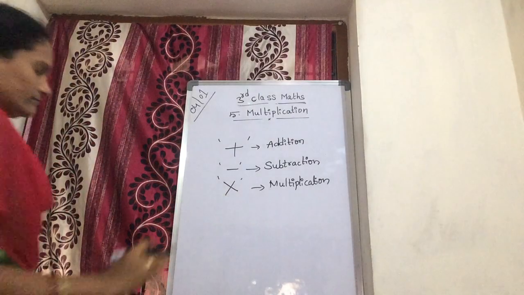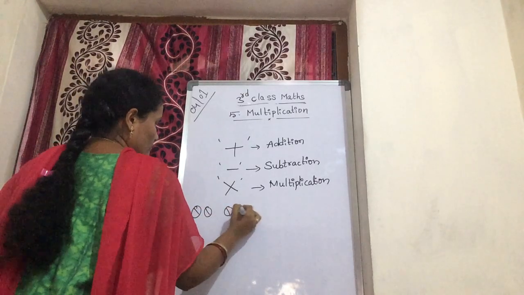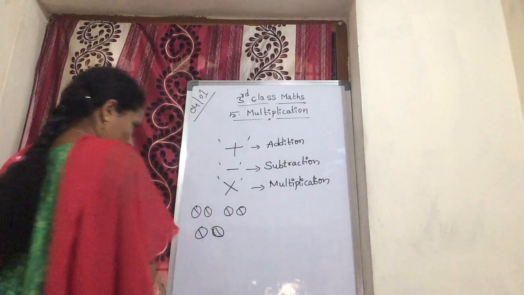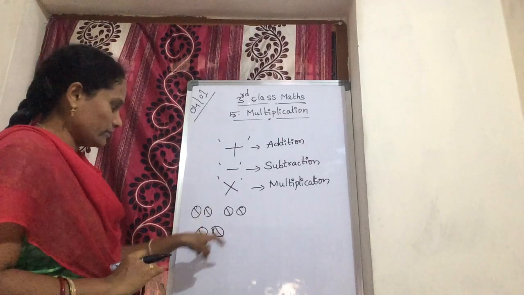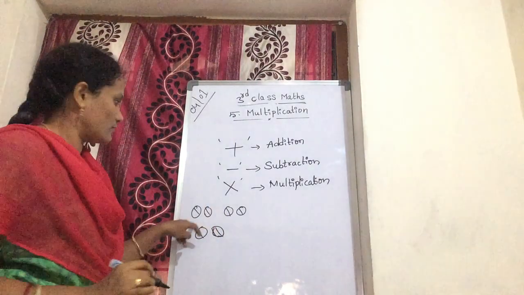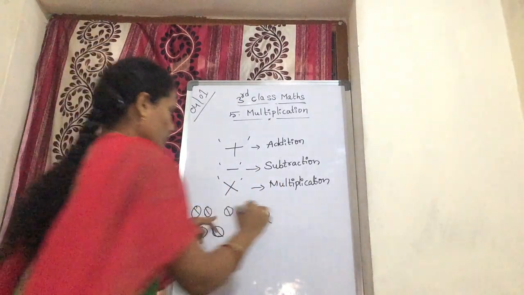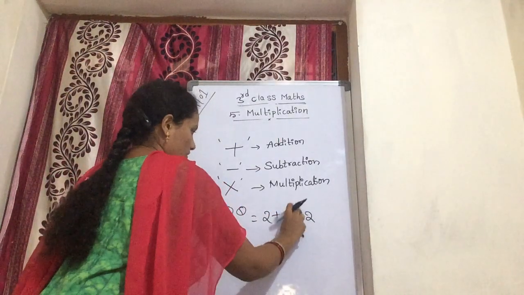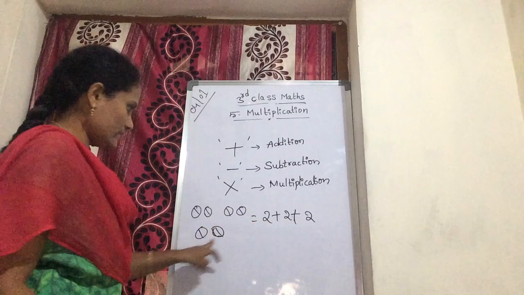I know pairs. Okay, Amma. 2 balls. Again 2 balls. Again 2 balls. Okay. Now here, how many groups are there, Amma? 1, 2, 3. 3 groups. In each group, how many balls? 2 balls. So 2 plus, again 2, plus this 2.